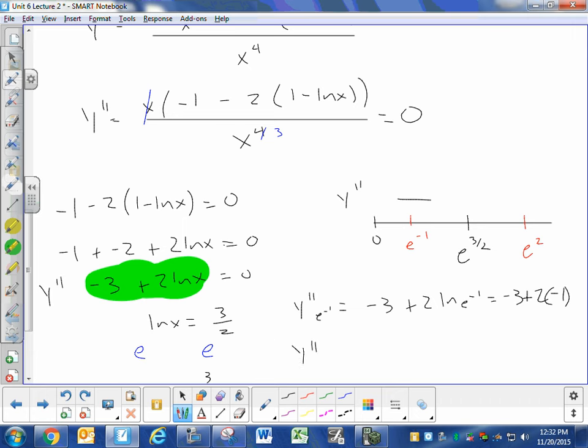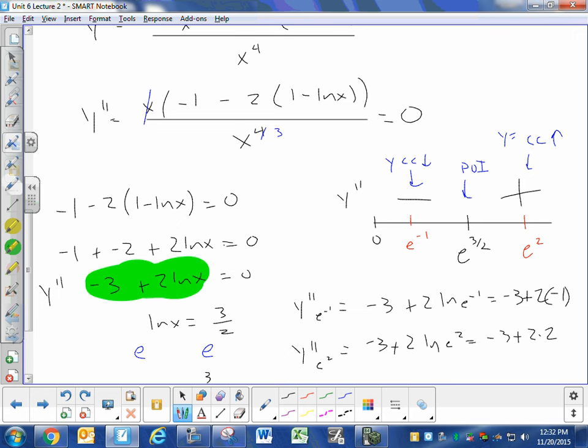I'll try the second derivative at e squared. That'd be negative 3 plus 2 log of e squared. That would just be negative 3 plus 2 times 2. That's 4 plus negative 3, that is positive. So now I see that my original function y will be concave down between 0 and e to the 3 halves. It'll be concave up after e to the 3 halves, and this would be a point of inflection. Okay, that is unit 4 in a nutshell, only with logs.